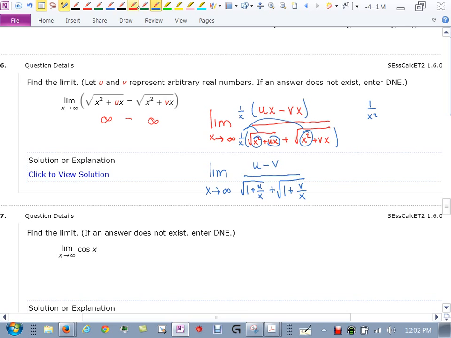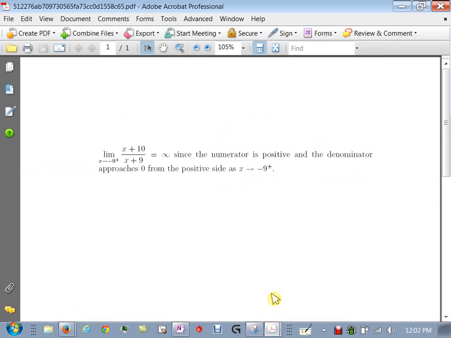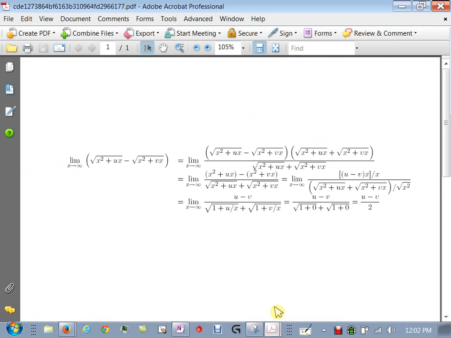Now when we let x go to infinity, this is a constant over something going to infinity. That's going to vanish, go to 0. That's going to go to 0. So what we're left with is the u minus v on top. No more limit, because I let x go to infinity. On the bottom, square root of 1 plus square root of 1. That's 1 plus 1, that's 2. So u minus v over 2. Let's see, is that what we had? Yep, u minus v over 2.